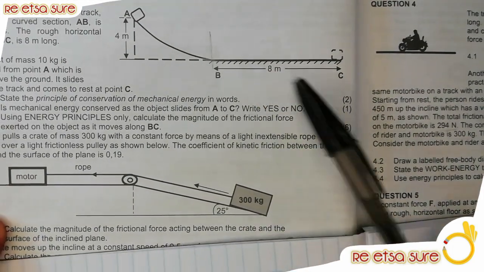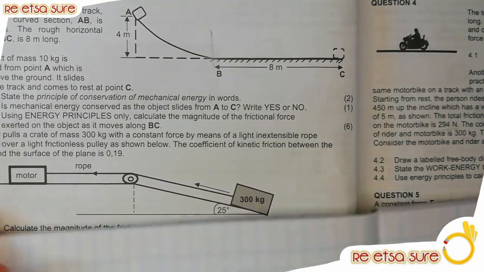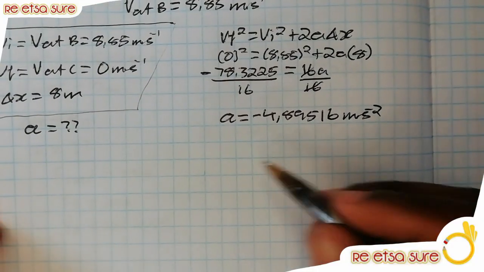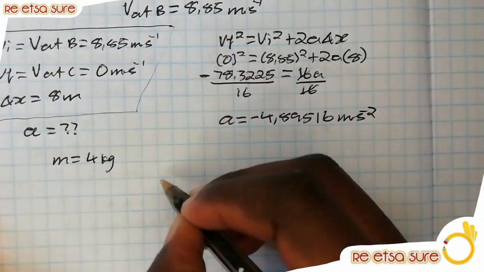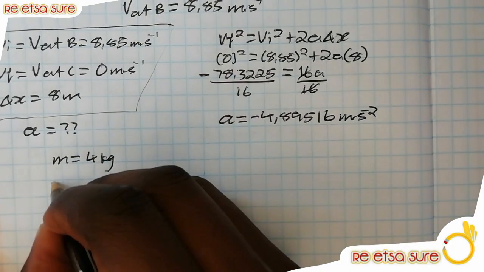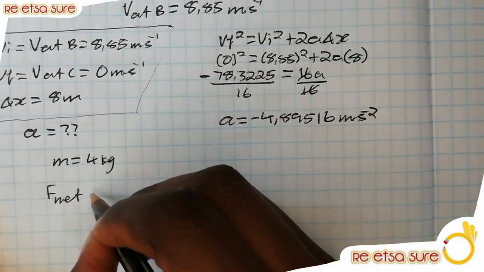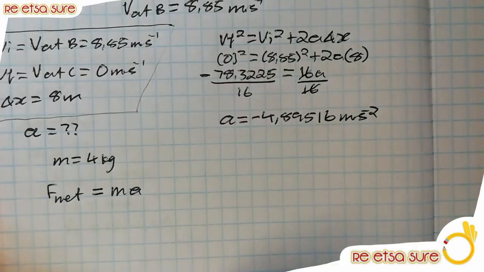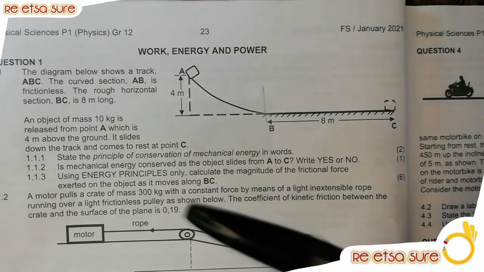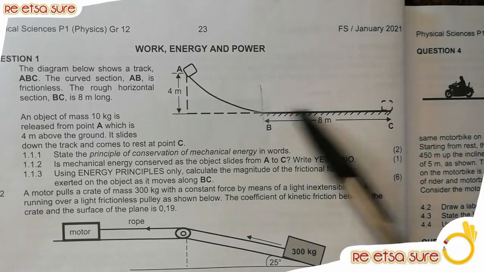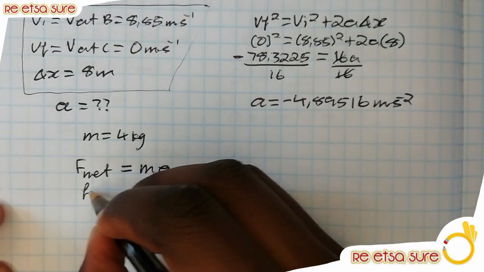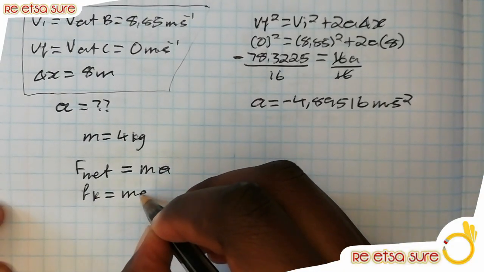From B to C, our object is slowing down. Now since we have the mass of our object and we have the acceleration, we can use Newton's second law of motion to calculate the frictional force, because friction is the only force acting on our object when it moves across this section.